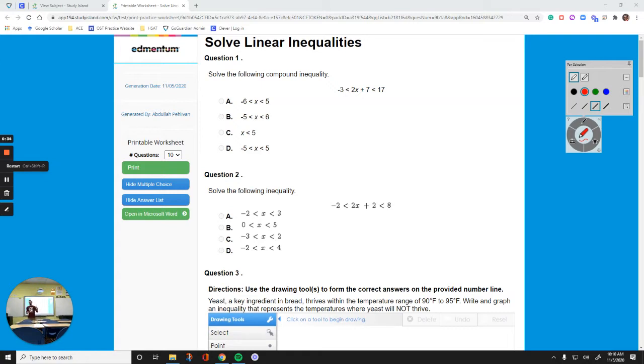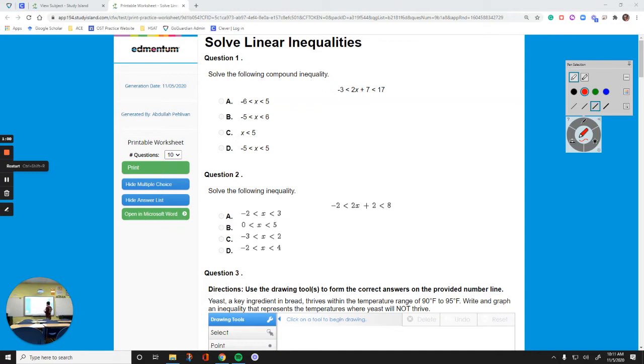And the second difference that I can tell you is that when you divide or multiply an inequality by a negative number, you flip the sign. If it's an equal sign, when you flip it, it's going to look the same, so that doesn't change anything. But if it's less than or greater than, when you divide or multiply by a negative number, you need to flip the sign. That's the second and biggest difference.